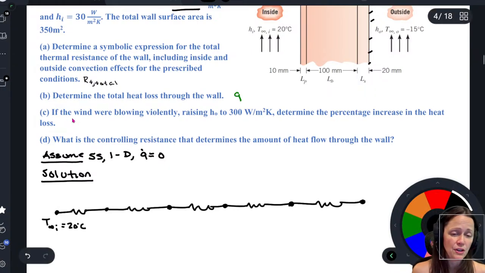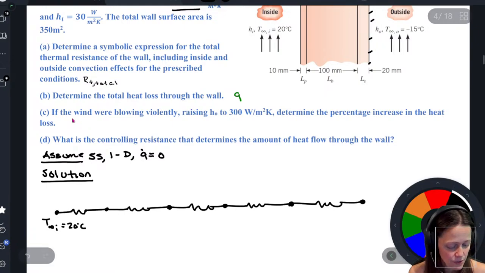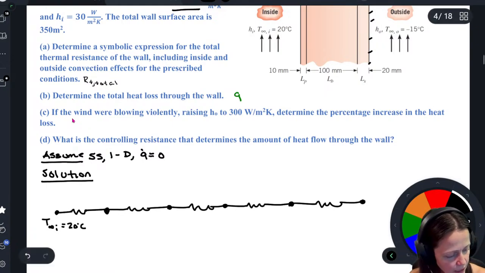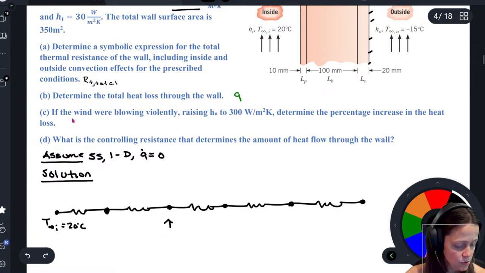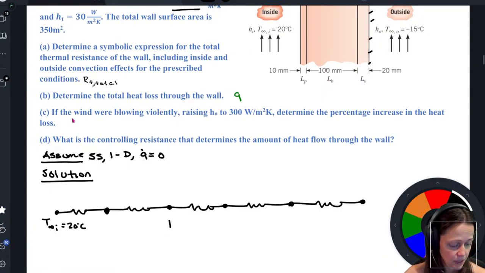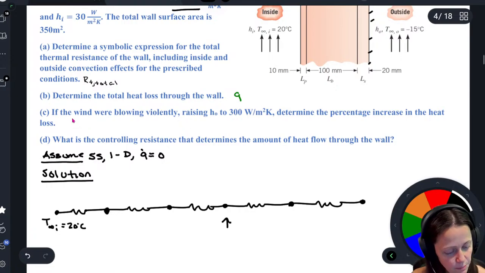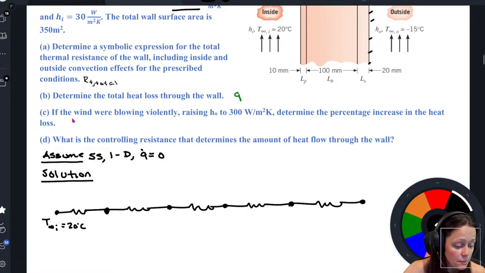In fact, I'm not even going to label it. I don't really need it. But this temperature right here would represent the temperature of this first surface. The next one would be the temperature at this surface, which you don't really need. I'm not even going to label it. This one is going to be the temperature at this surface. I don't even need it, so I'm not even going to label it.